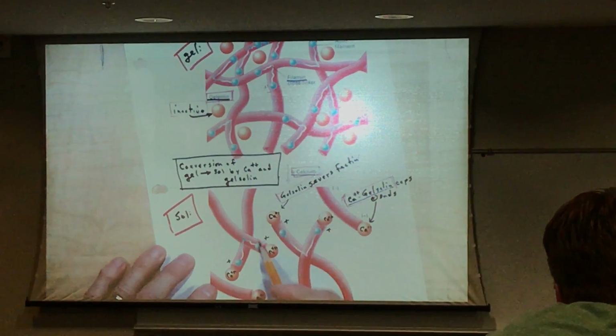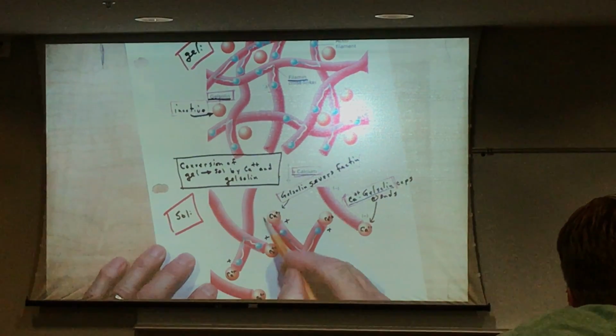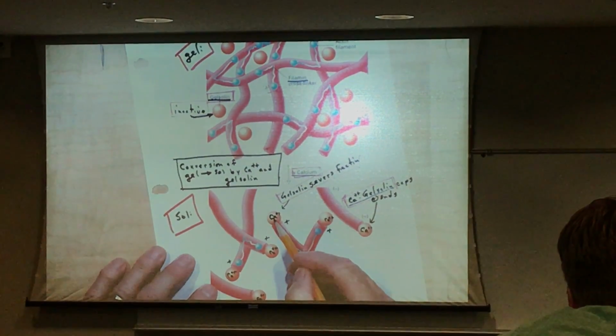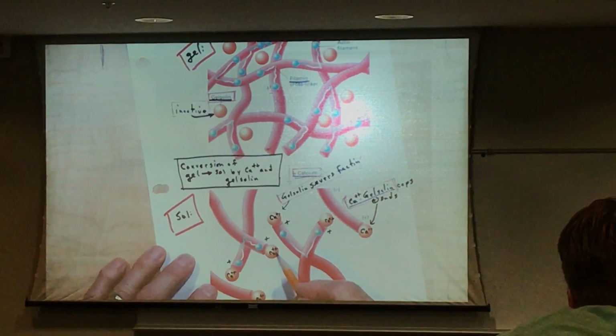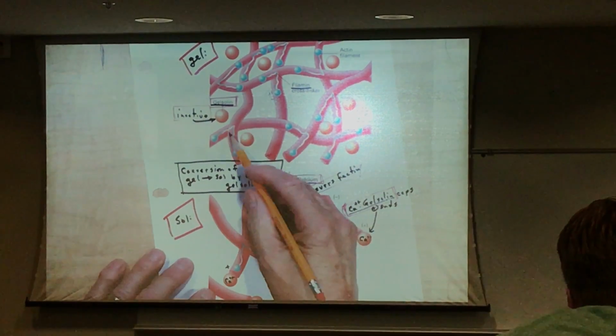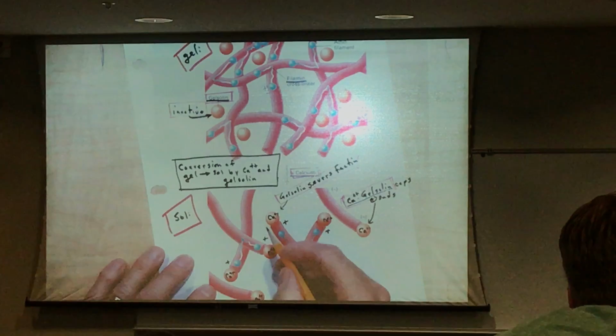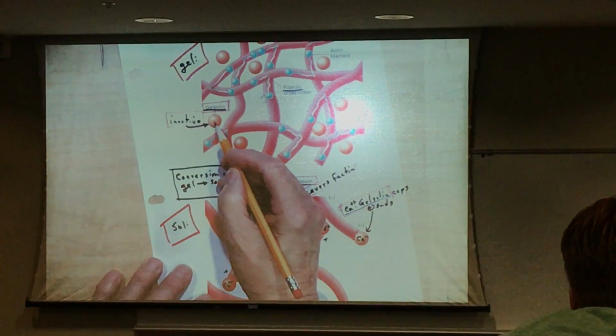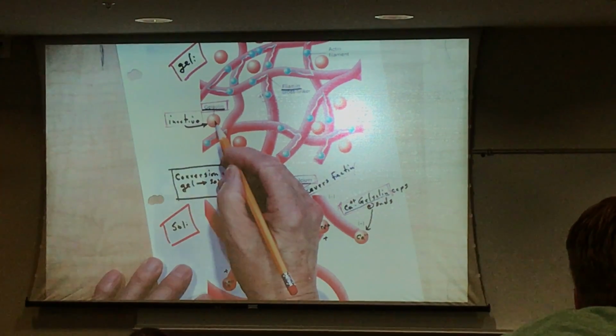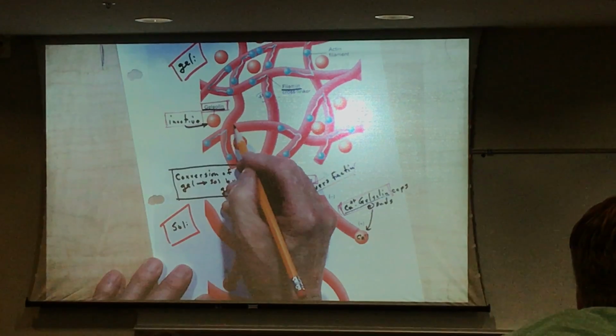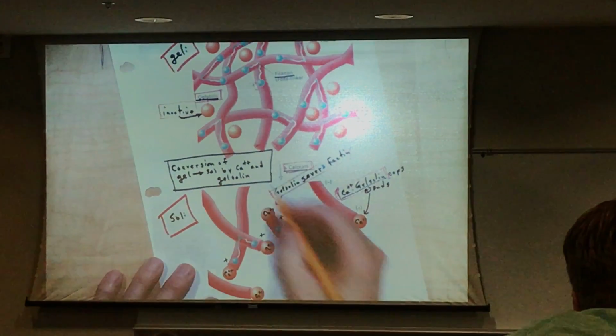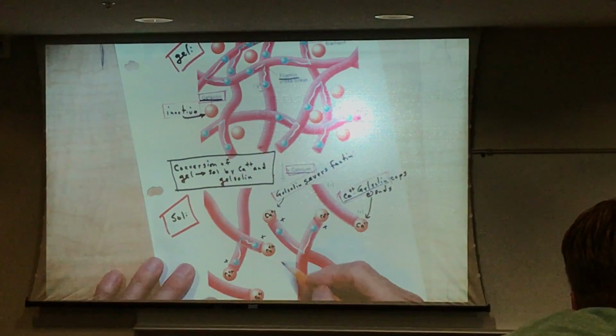So here's now a gelsolin with a calcium ion in it. There's another calcium ion. So all these gelsolins bind calcium and then become activated, and what they can then do is, when they have calcium bound to them, they can come over here, cut the actin filament, okay, and then cap the newly created end.